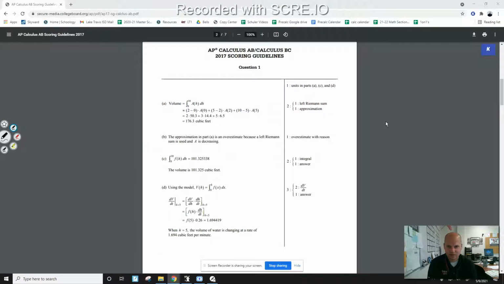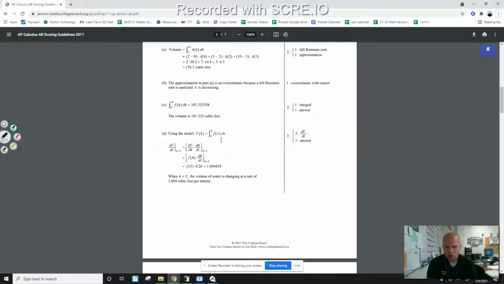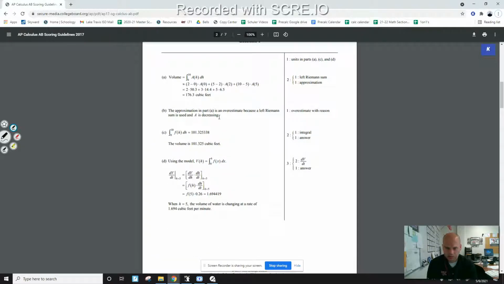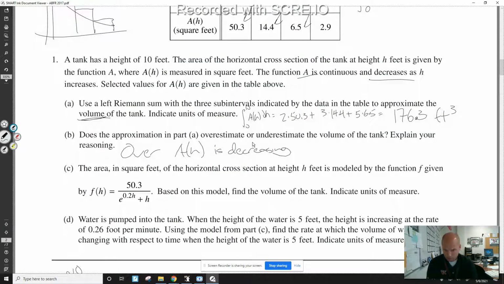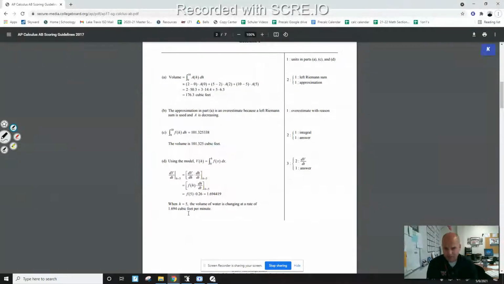176.3. Okay, left Riemann sum. Boom, cubic feet. Overestimate because A is decreasing. Boom. 101.325. Boom.